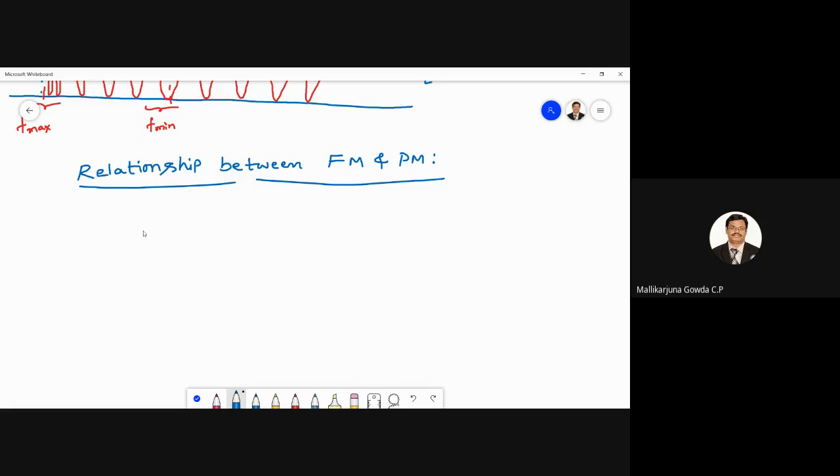Can you say what is the expression I can write for PM, the PM modulated signal? S of t, let me write the suffix as PM to say it is a phase modulated signal. S_PM(t) = Ac cos(2 pi fc t + Kp m(t)). Let me call this equation 1.